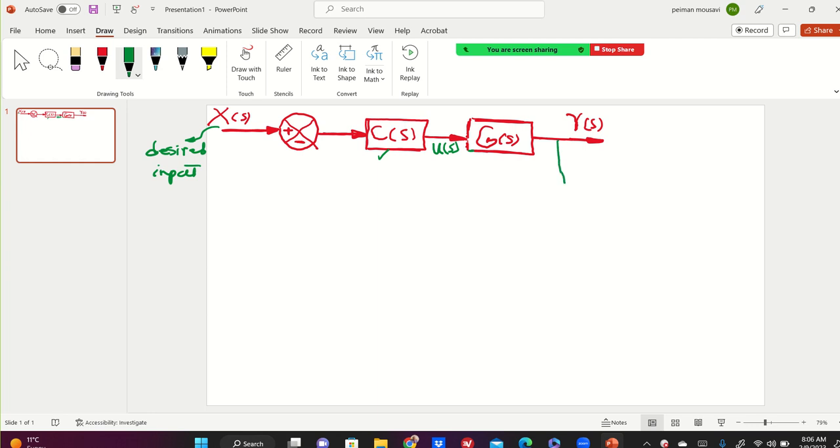When I say you feel it, you can measure it also. And it sends this signal, Y of S, to a sensor. Say, a temperature sensor, H of S. And then this is compared with your desired input. So your output, Y of S, is compared with the desired input. This generates the error signal, E of S. E of S goes to the controller.